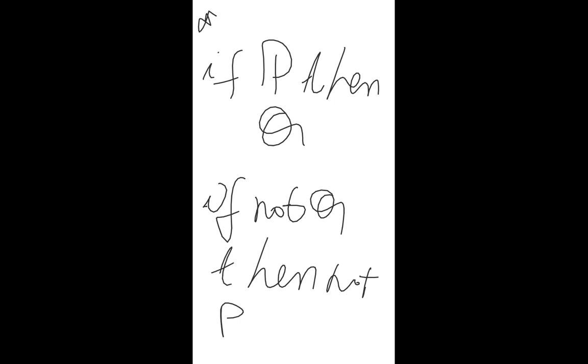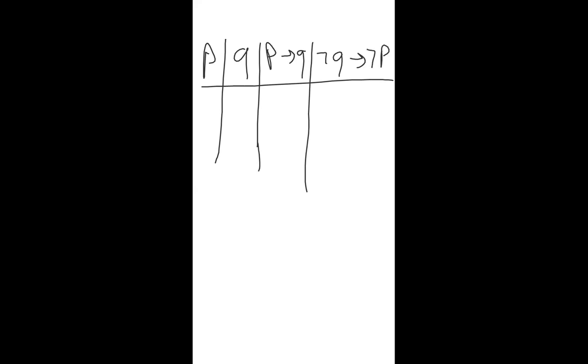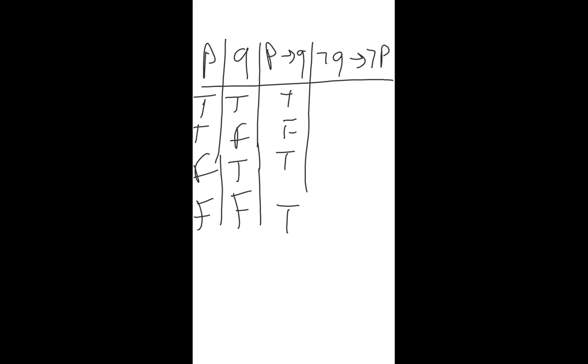And we can draw a truth table. So this is P, this is Q. If P, then Q is just P implies Q. And if not Q, then not P is just not Q implies not P. The only way this can be false is if P is true and Q is false. So all of them are true. And the same thing holds for this. If not Q is true, and not P is true, so if Q is false and P is true, it's this. And all of them are true. So these two are logically equivalent.